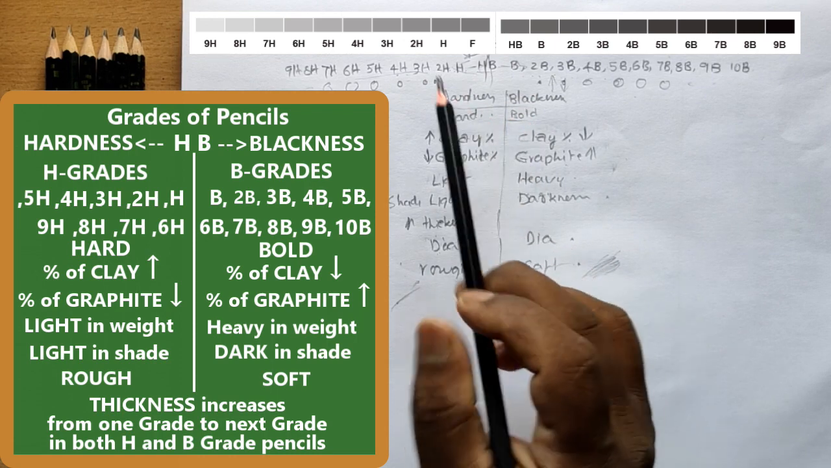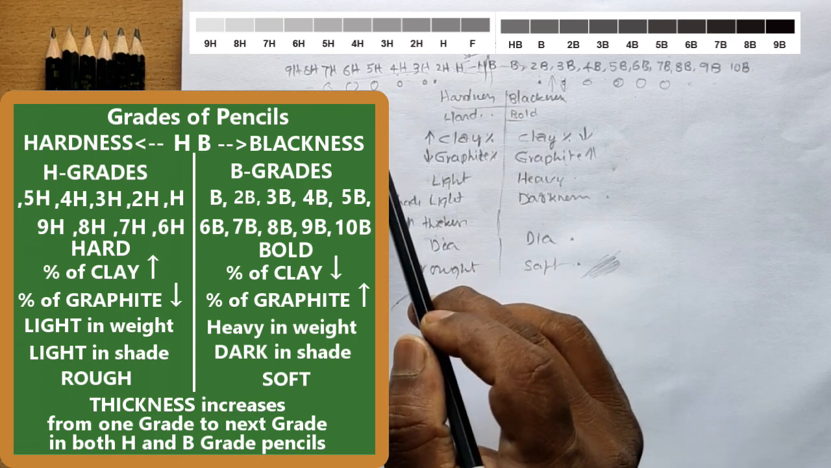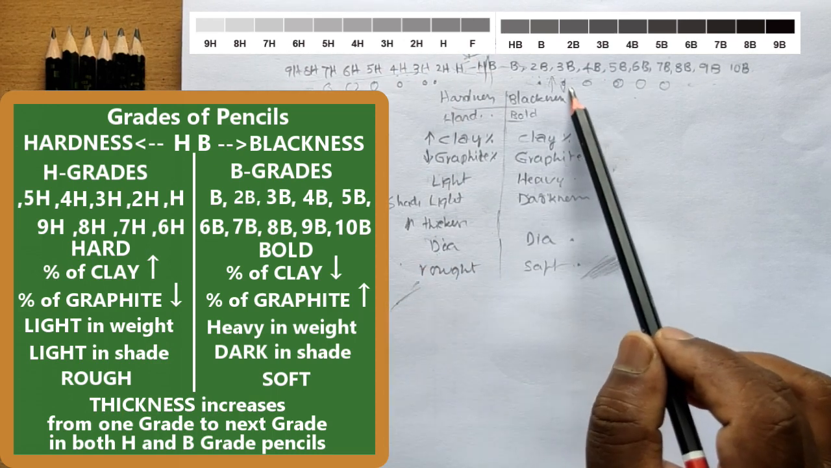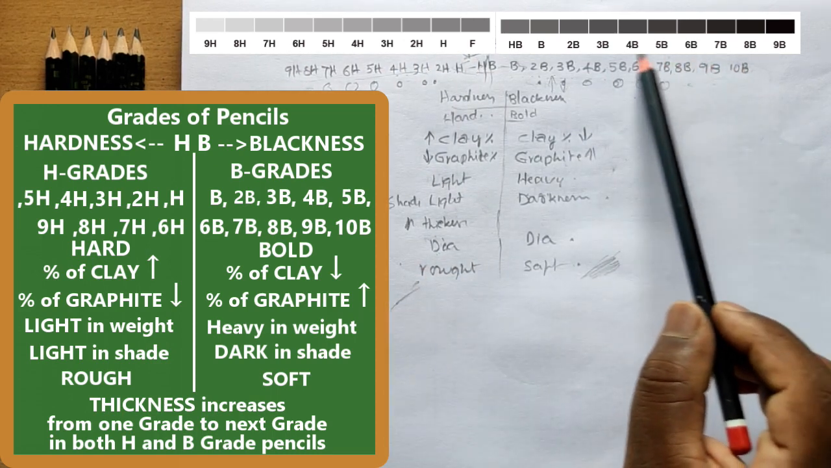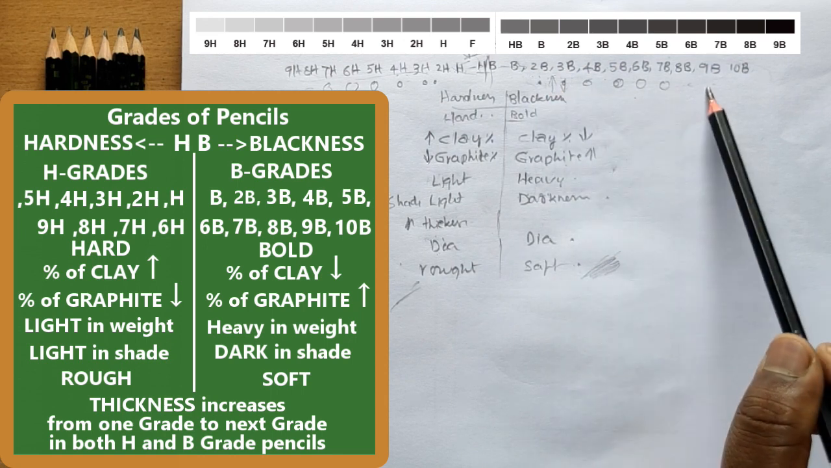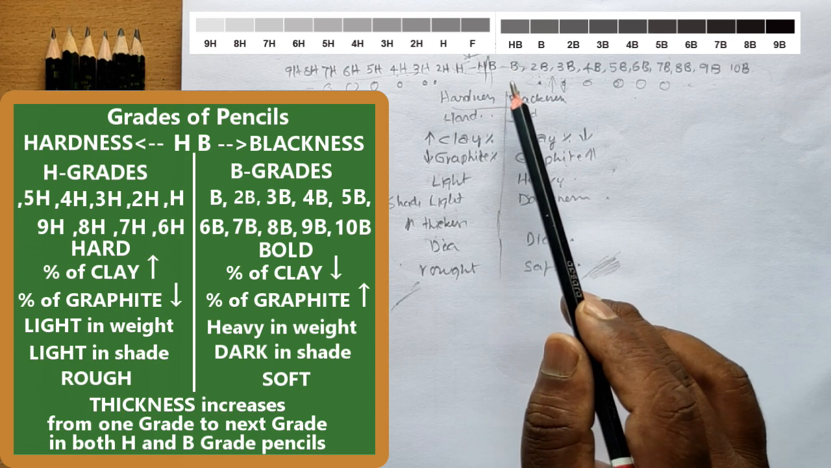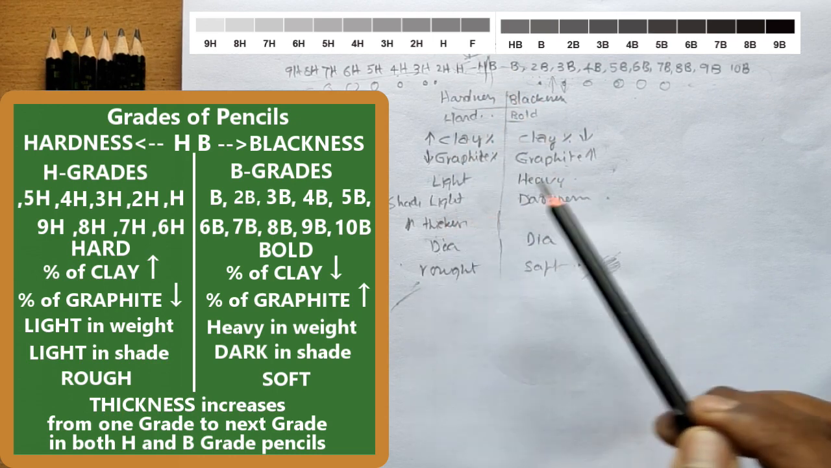When we want to draw light lines, like a pre-sketch before shading, we use these pencils, whereas these we use to produce different shades on our artwork. These are the different grades of pencils and these are the basic differences.